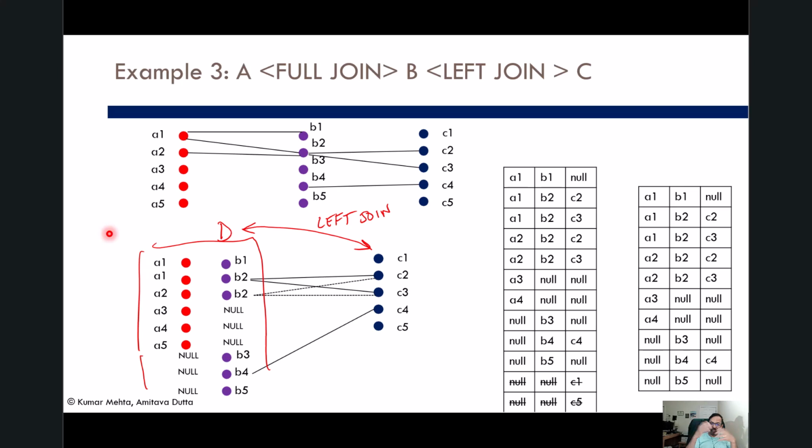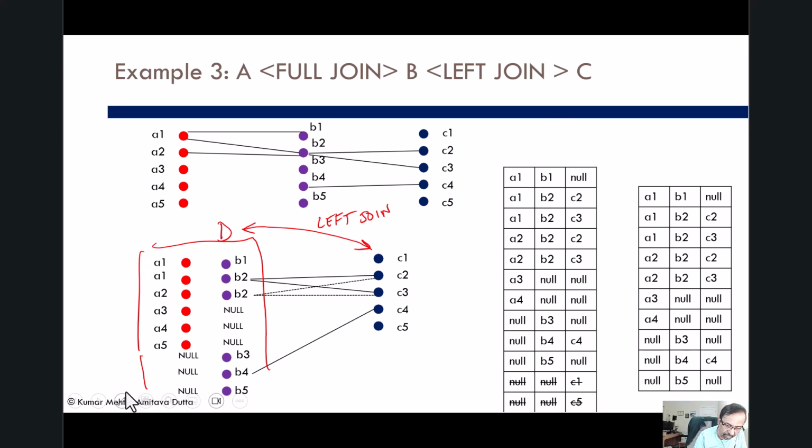Just to remind ourselves, how does the left join work? If I'm doing D left join C, then I want everything in D, whether it matches or not, together with the records that match in C. All right. So let's start with the output. I have A1, B1. Now it doesn't match anything. So here's the output of D. Sorry, this is the output of the full join.